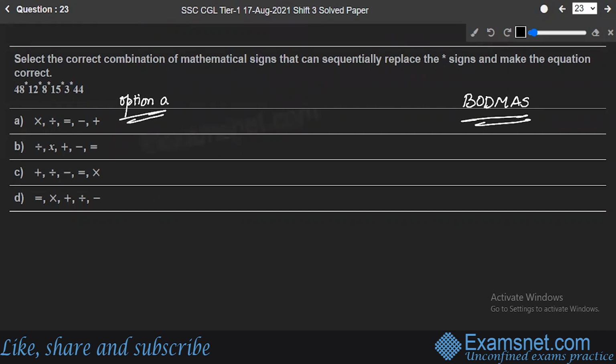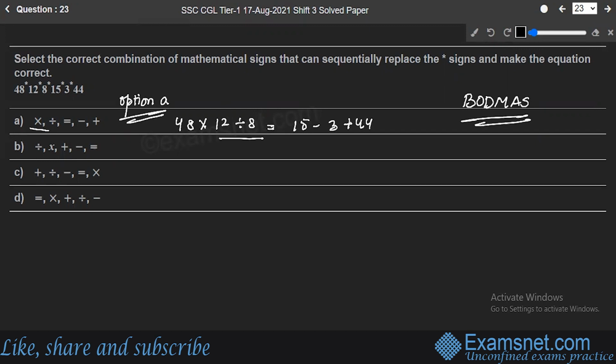Here is option A. So first is 48 asterisk 12 asterisk 8 asterisk 15 asterisk 3 asterisk 44. So these are the sequence of operators. So using this sequence, you have 48 multiplied by 12 divided by 8 is equal to 15 minus 3 plus 44. According to BODMAS, first of all, you will be doing this division.